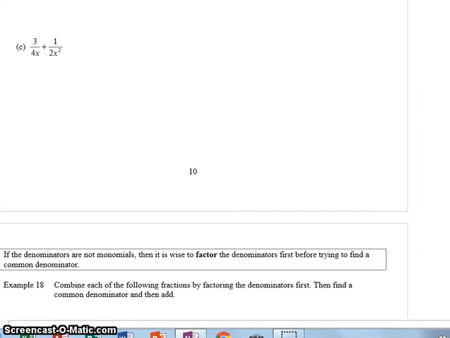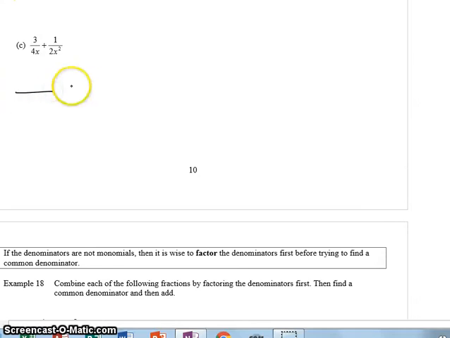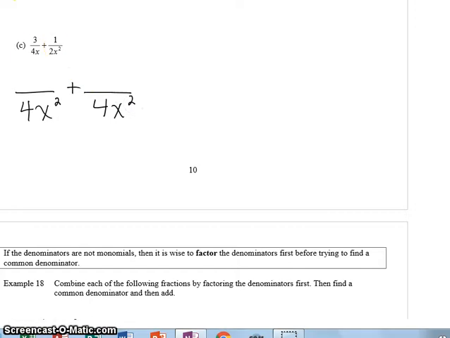Okay? Part C. So 4 and 2 both can go into 4, and you have x and x squared. It has to be that biggest, and they both could have an x squared. Okay? So now the first fraction, in order for a 4x to change to an x, you're going to multiply by x. It's always multiplication. And in order for the 2x squared to go to 4x squared, you multiply by a 2.